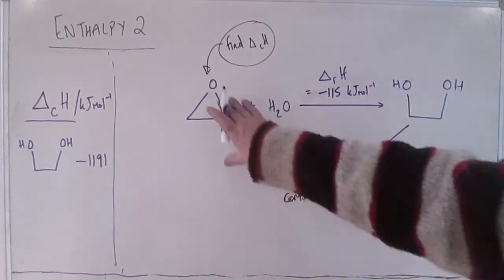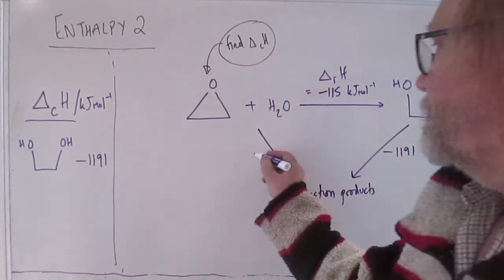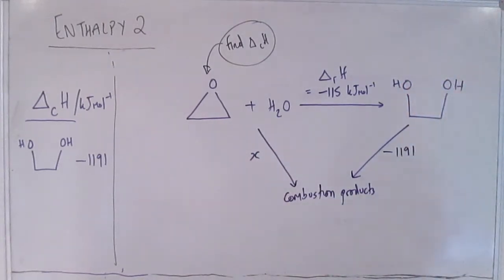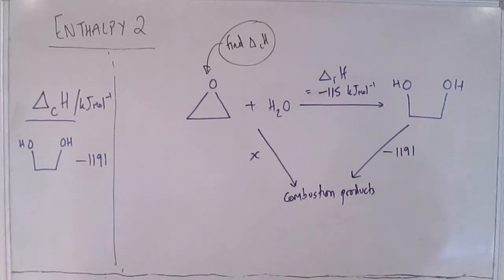First of all, we have no number for epoxy ethane, because that's the point of the question. We've got to find it. So as we've done before, we call it X. And what about the water? Because you can't burn water, but of course the point is that water is a combustion product.